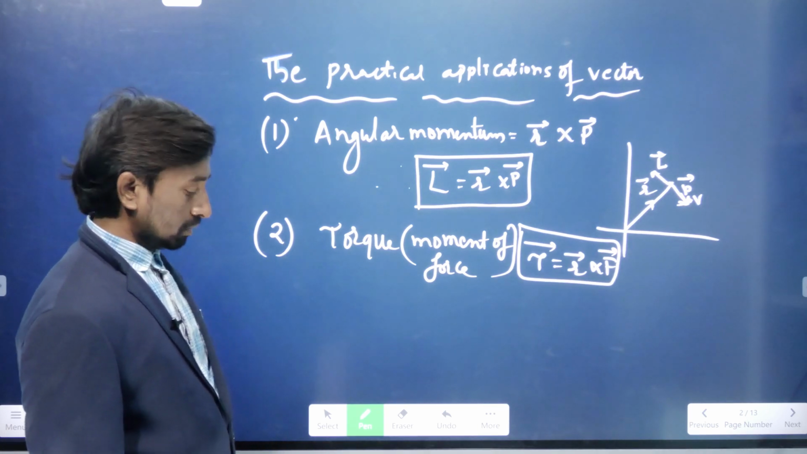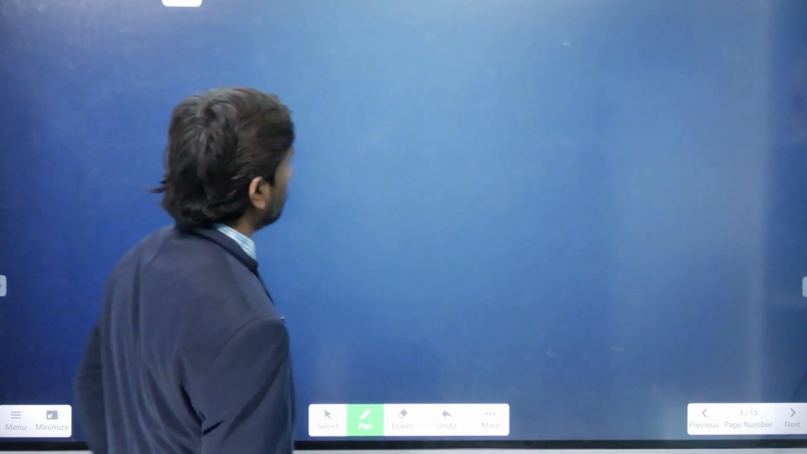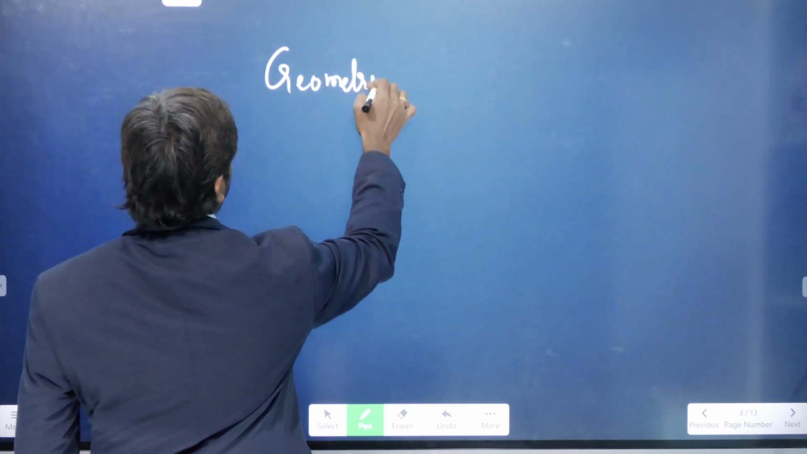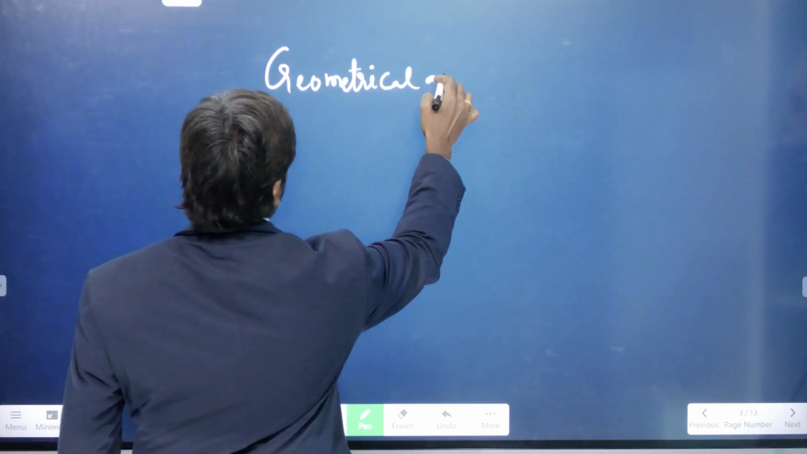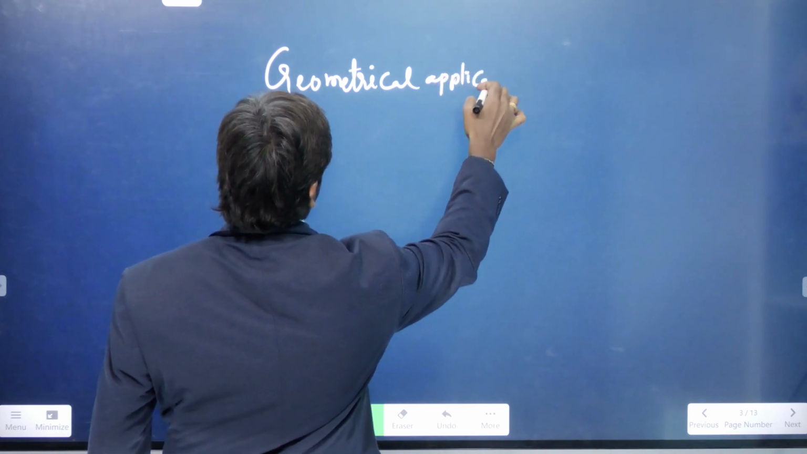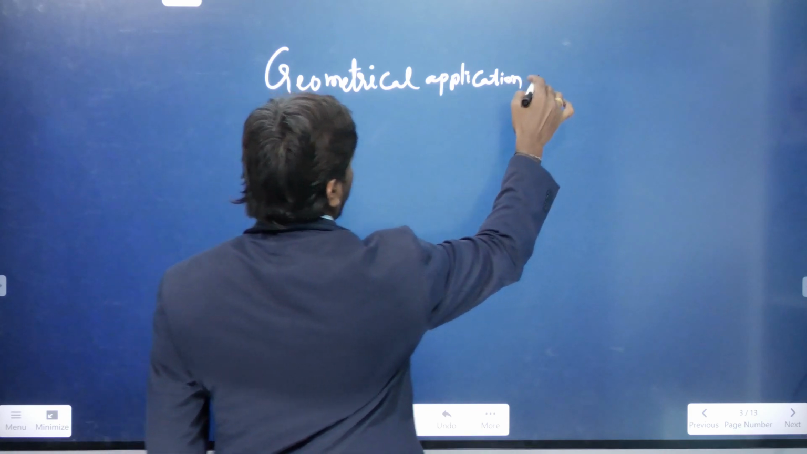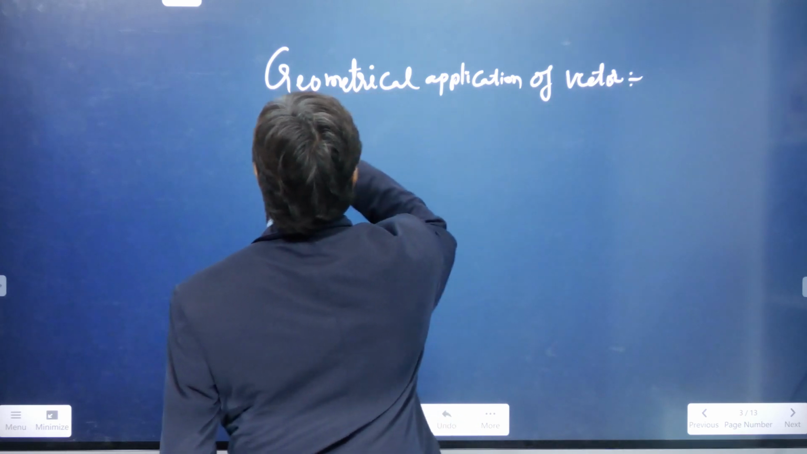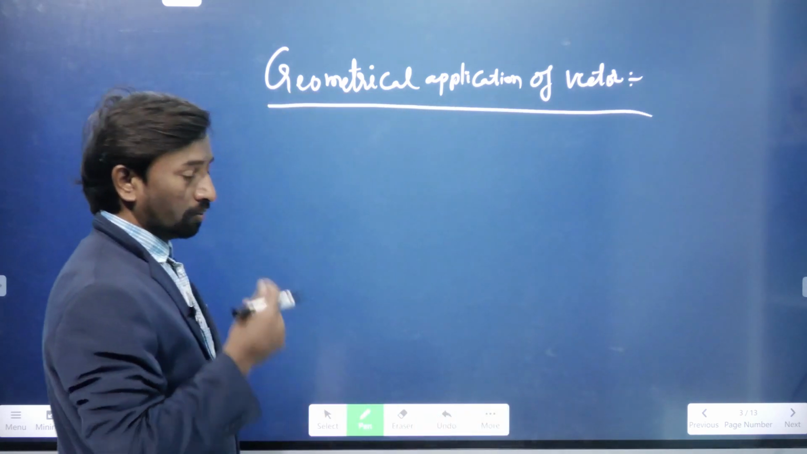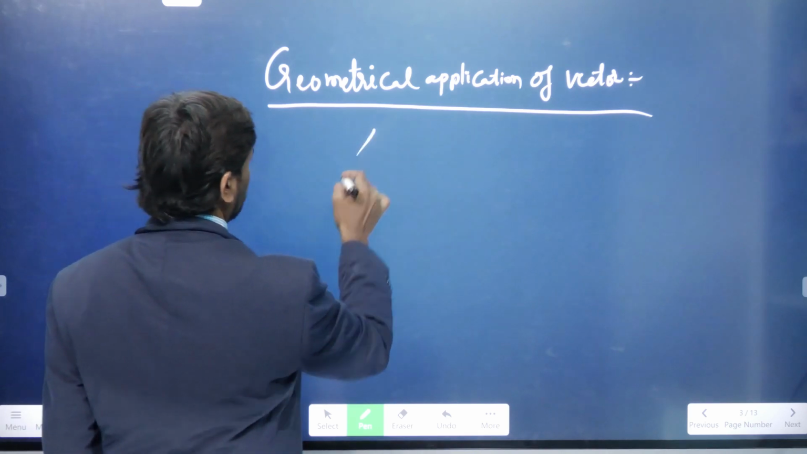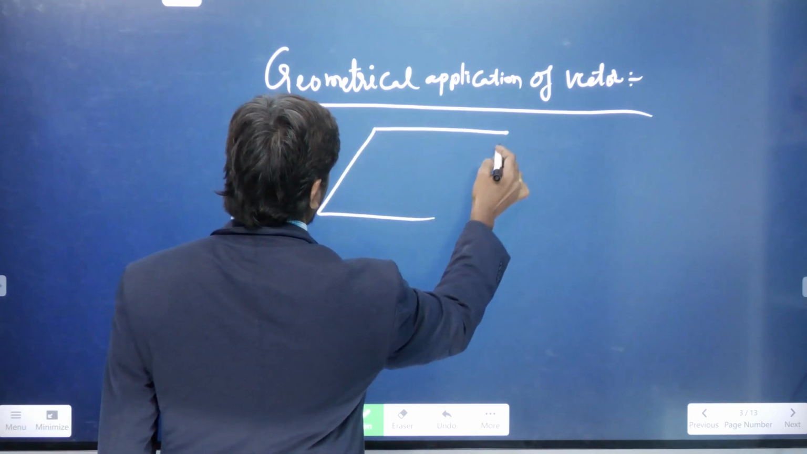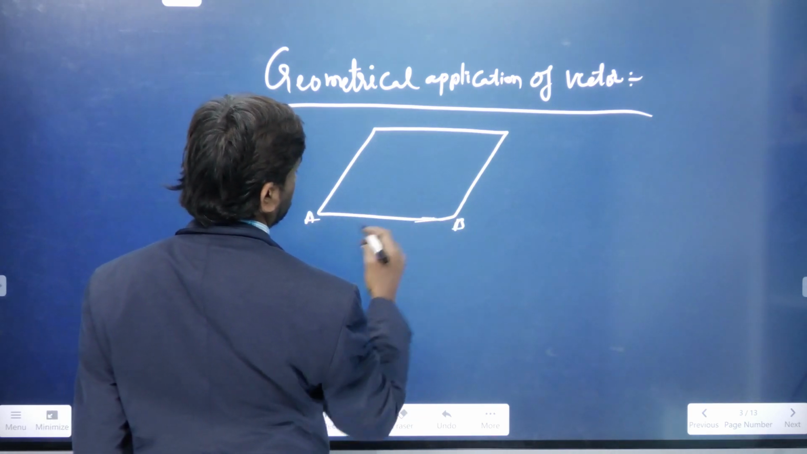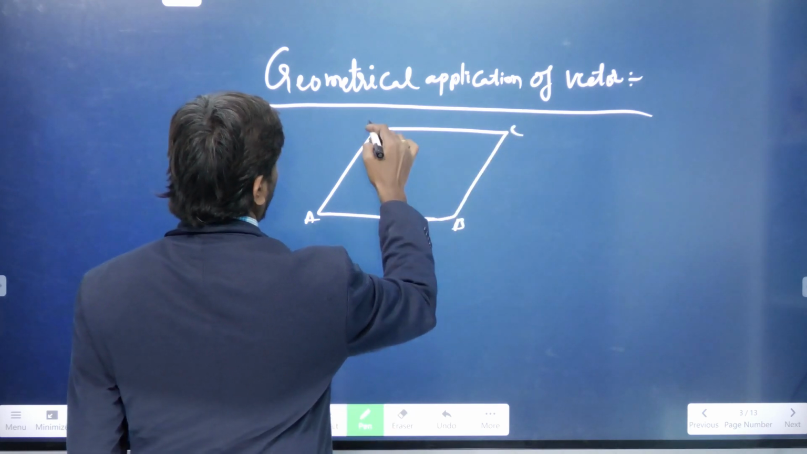Okay, so next we have the geometrical applications of vectors. Nice. So we have the parallelogram. To find out the area of the parallelogram, we'll use this one. Okay, suppose this is A and B vector, and C and D is the parallelogram.